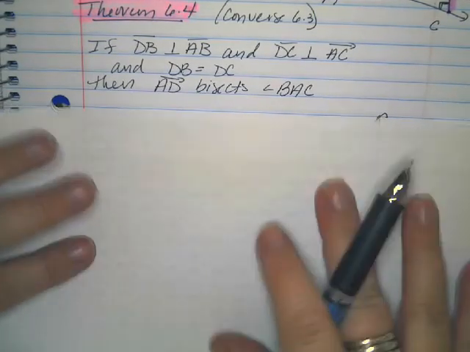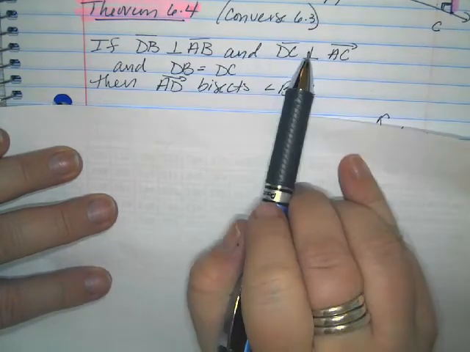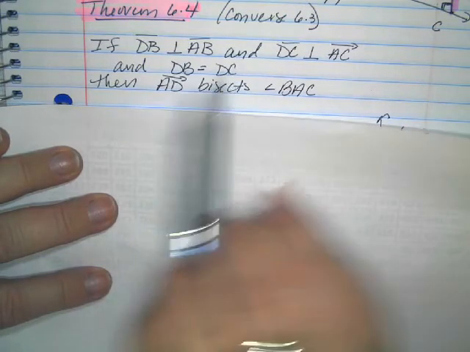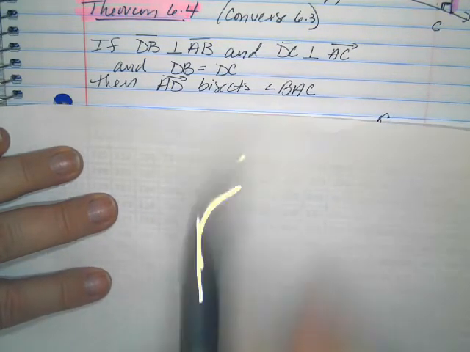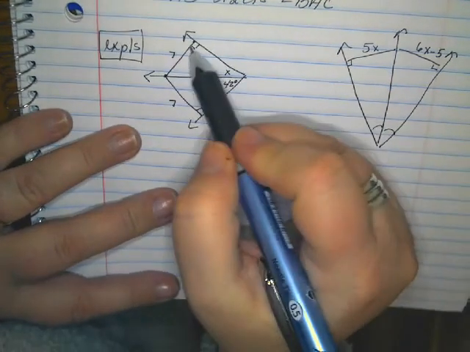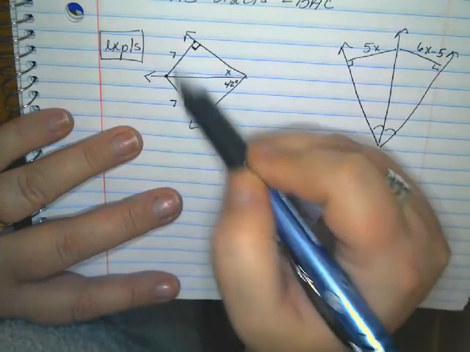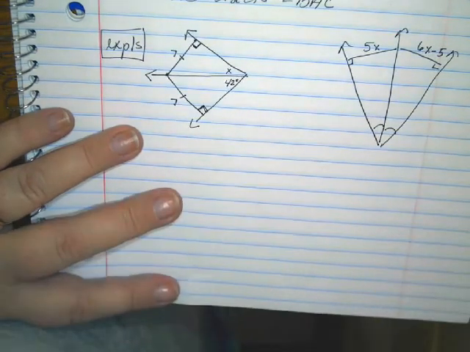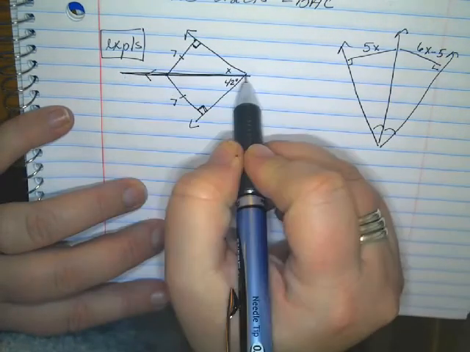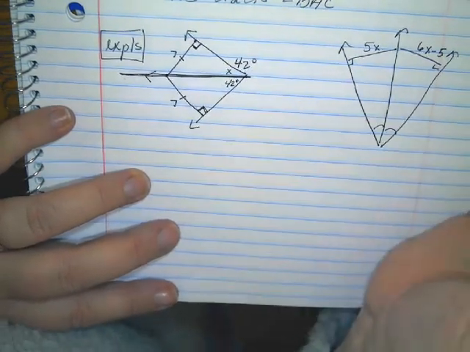So the last theorem just says the opposite of that. If I have perpendicular to both and these two pieces are both equal, then I know this is a bisector. It just flips that theorem backwards, which is what converse is talking about. An example of what that looks like are these two here. Again, I can see that this is perpendicular, this is perpendicular, and these two are equal. So I know that this becomes a bisector. And since it's a bisector, if this is 42 degrees, then I would know that that is 42 degrees.